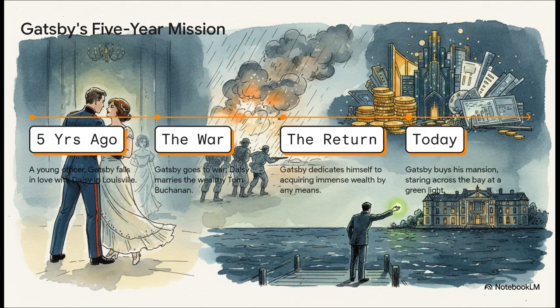To really get Gatsby, you've got to rewind 5 years. Back then, he was a young military officer with no money to his name, and he fell completely in love with Daisy. But the war pulled them apart. He went overseas, and Daisy, well, she wasn't willing to wait. She married the incredibly rich Tom Buchanan. For most people, that would be it, but not for Gatsby. He dedicates his entire life to one single, all-consuming goal: get rich enough to win her back.